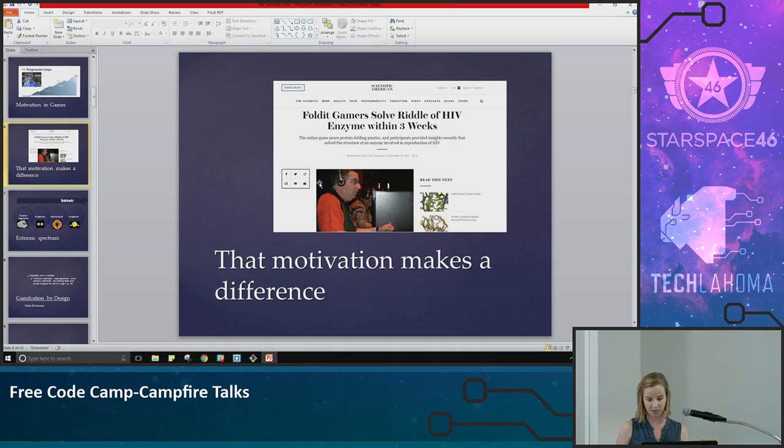This article is describing a game called Foldit, which was developed by scientists who are trying to solve this puzzle with the HIV enzyme for research. They had been stumped about this protein, how it's folded, for about a decade. And so they created this game, and it's just an excellent example of crowdsourcing. And the gamers solved this riddle within 3 weeks. It's something that stumped scientists for a decade. I think that's pretty significant.